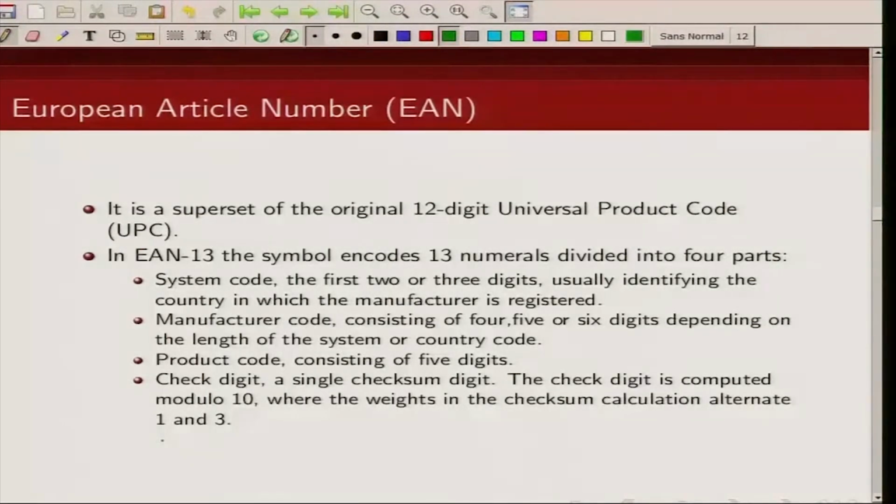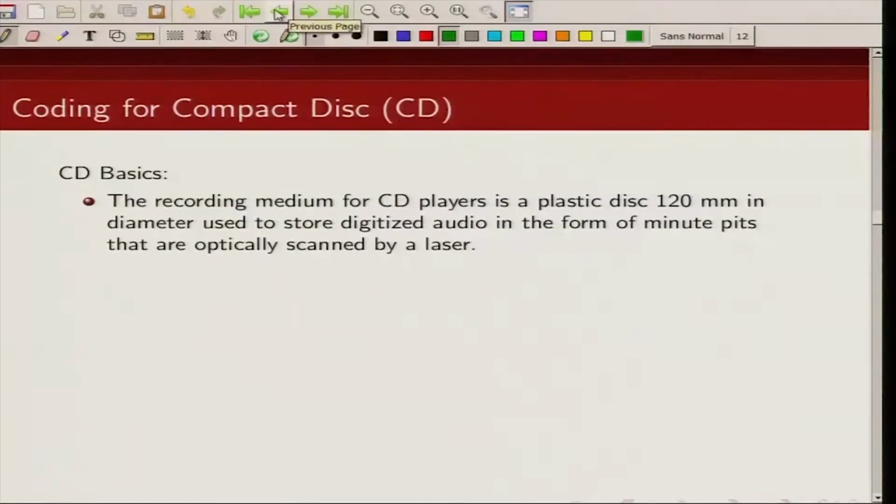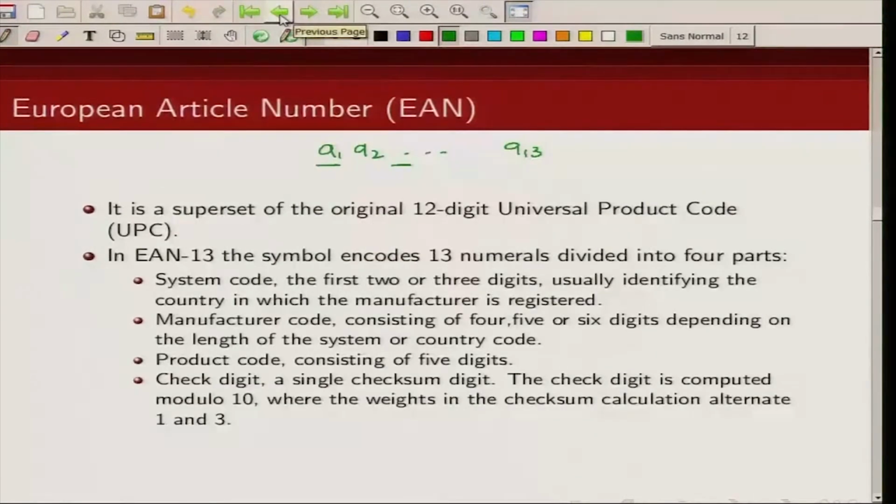Now, what do I mean by that? So, you have this 13-bit number A1, A2, up to A13. What you are going to do is these bits in the odd location you multiply by 1, and bits in the even location you multiply by 3, and the modulo sum of that should add up to 0 mod 10. So, let us look at an example to illustrate that.